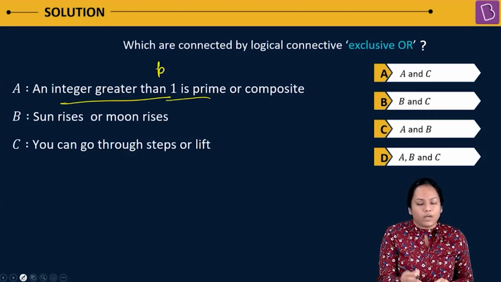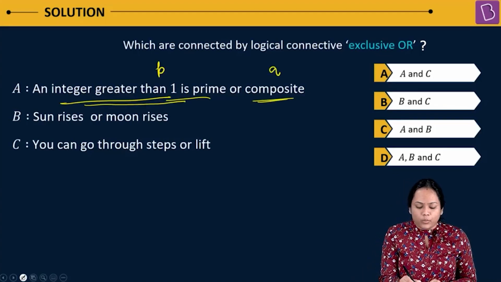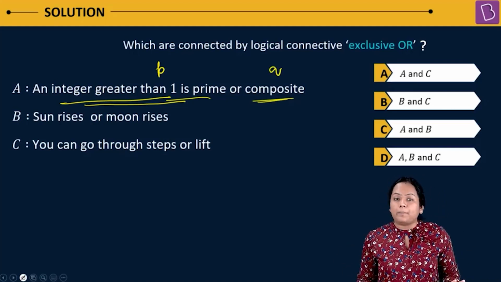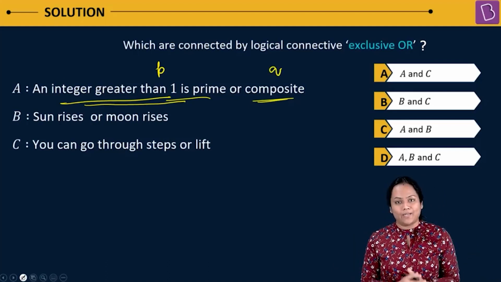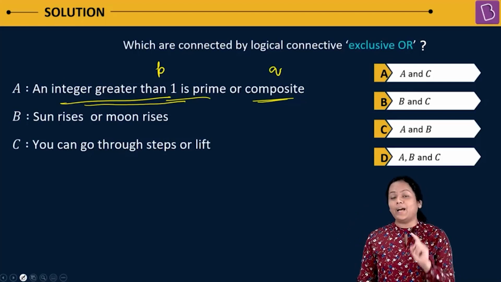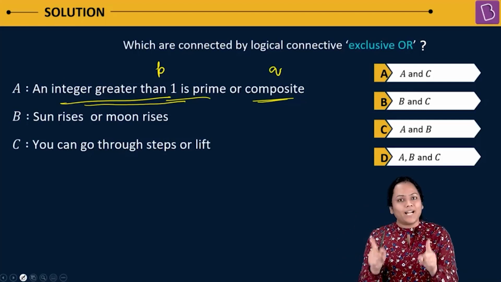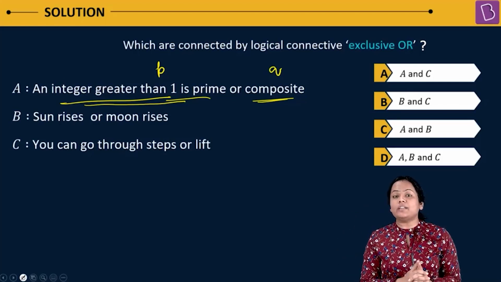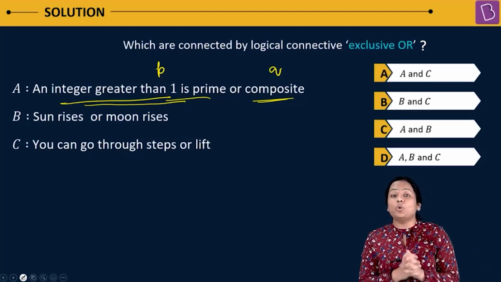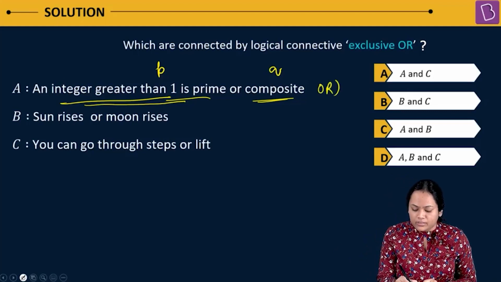That is my P, or let's say my one statement, and "an integer greater than 1 is composite" will be my second statement. Now selection of both together is not going to happen. Either the first one is going to occur or the second one is going to occur. So if I have an integer greater than 1 which is prime, can it be composite also simultaneously? No, that is not possible, right? Because any integer greater than 1 will be either prime or composite. That means they cannot hold together. So this definitely will be my exclusive or.